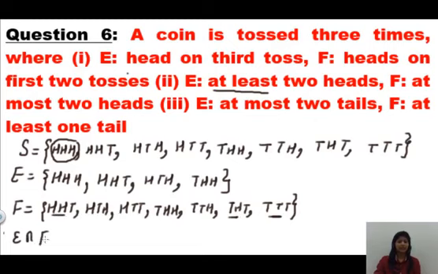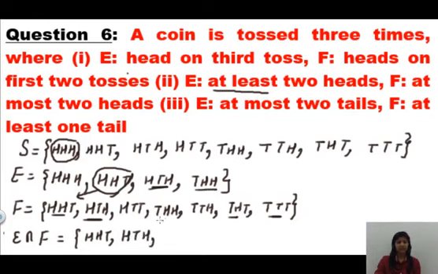Now in E intersection F, how many elements are common? As we can see, HHT is here as well, and here also. So HHT is common, HTH is also common. Then THH. Do we have THH? Yes, we have THH, as you can see. So the number of elements in E intersection F is 3.